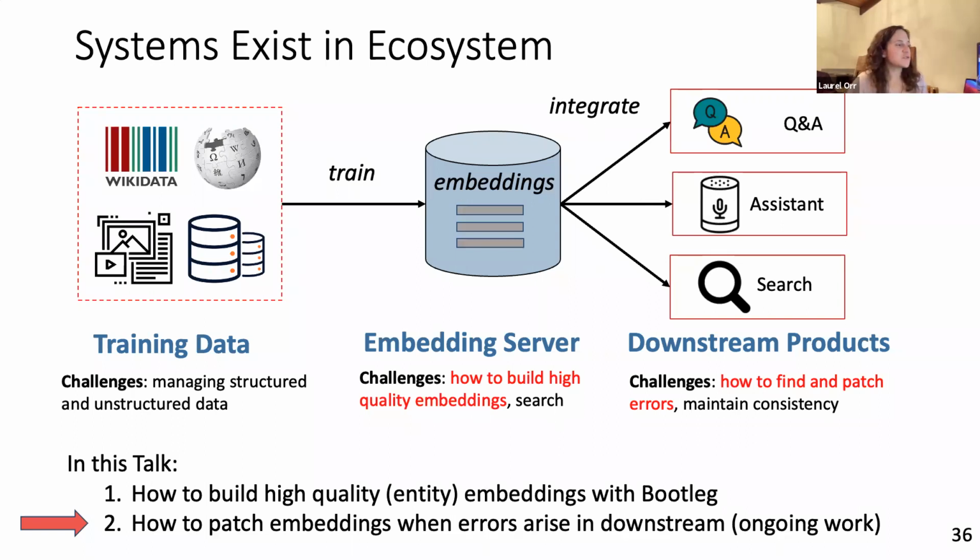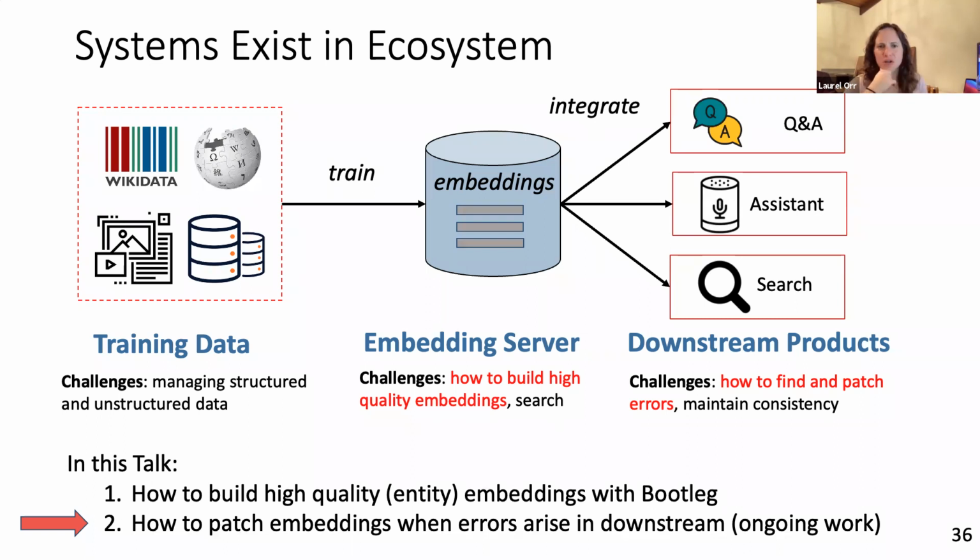Okay, so I just talked about our entity disambiguation system, Bootleg, and how you can incorporate structured information to improve quality over embeddings. And I also want to highlight that although we focused a lot on entity embeddings, there are also some interesting threads about how this high level idea of incorporating structured knowledge can help with other embedding methods as well.